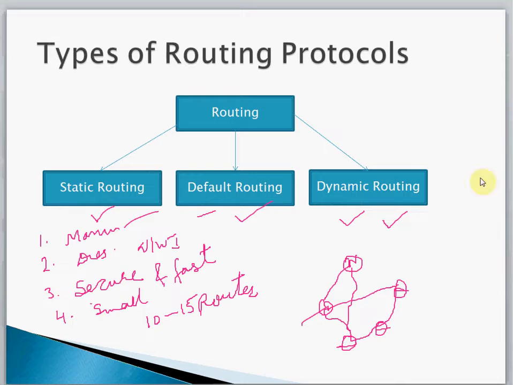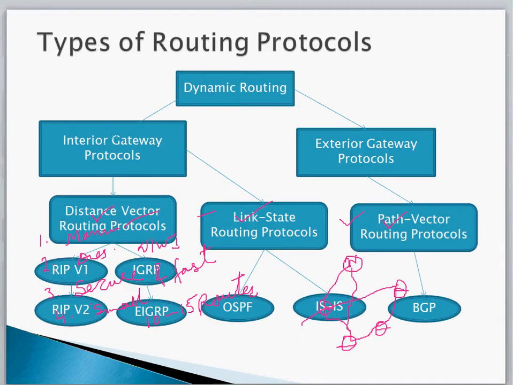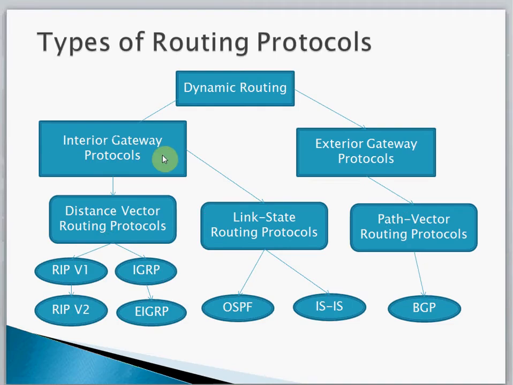In dynamic routing we have different types again. Let me move to dynamic routing. So see, this is dynamic routing. In dynamic routing we have the interior gateway protocol and the exterior gateway protocol. In the interior gateway protocol we have again the distance vector routing protocol and the link state routing protocol. In distance vector routing protocols we have RIP version 1, RIP version 2, IGRP, and EIGRP. And in link state we have OSPF and ISIS. The exterior gateway protocol is a path vector routing protocol and it has BGP.